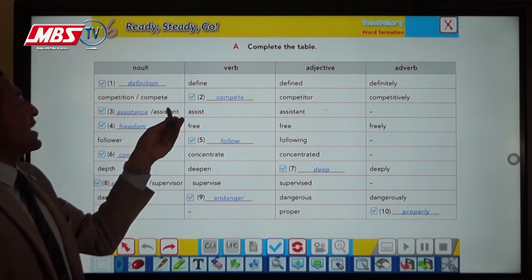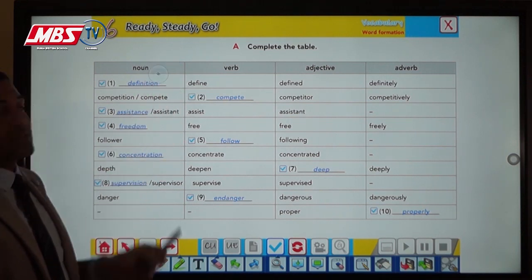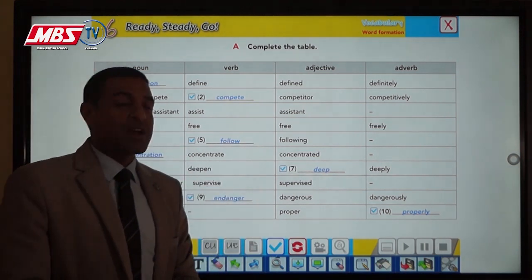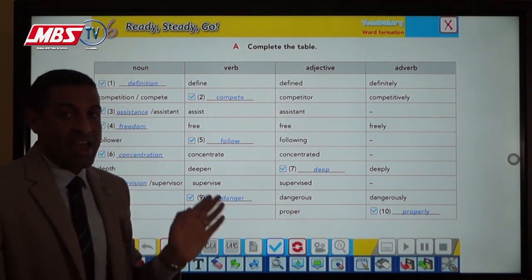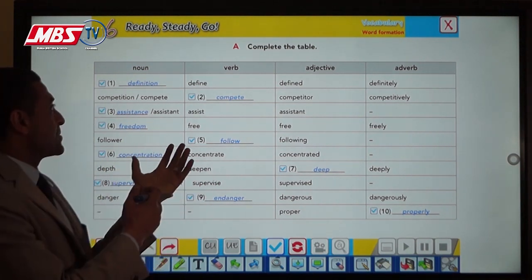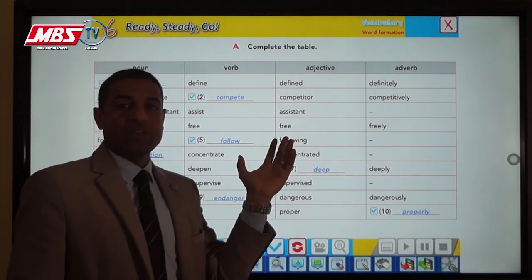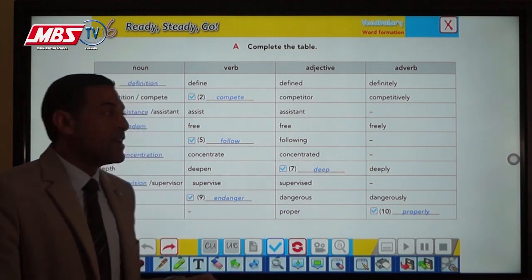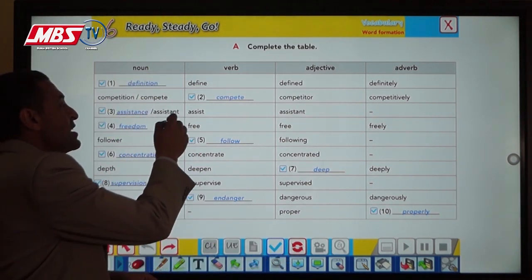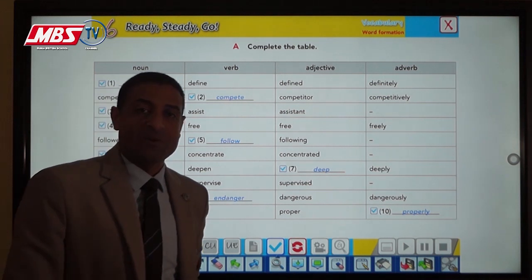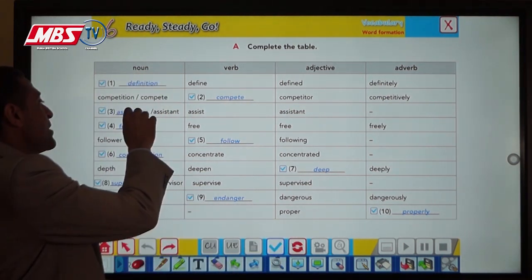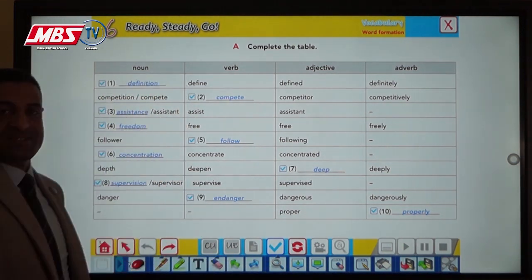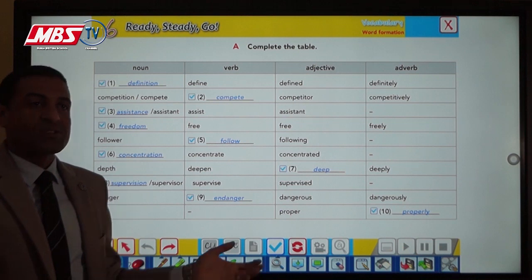If I have the word assistant as a noun, I have another form for the noun. I have assistance. But what's the difference? When can I use assistance, and when can I use assistant? If I'm talking about a person, it will be assistant. But if I'm talking about something which is an abstract noun, I will say assistance.